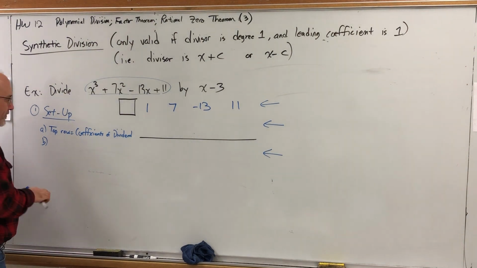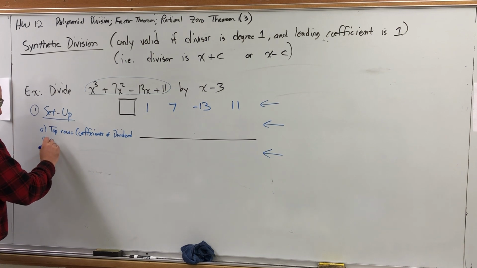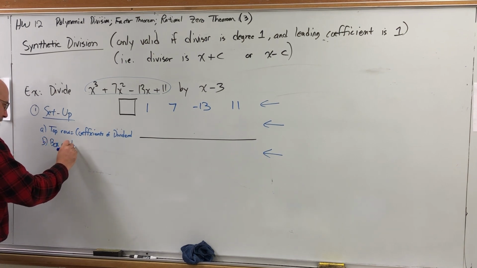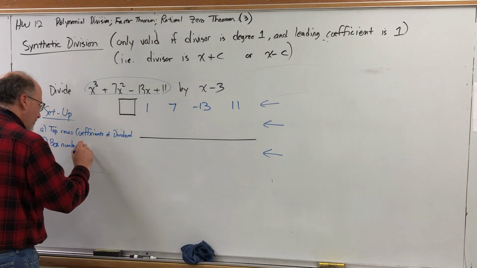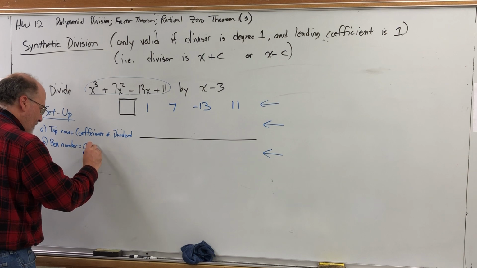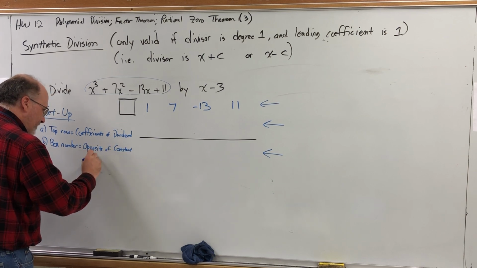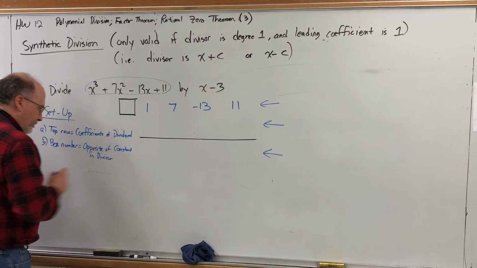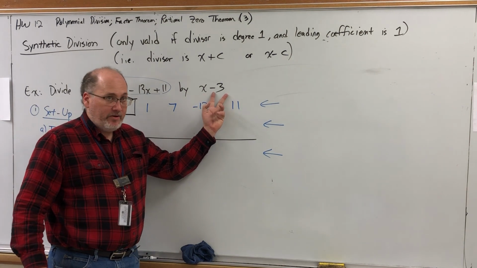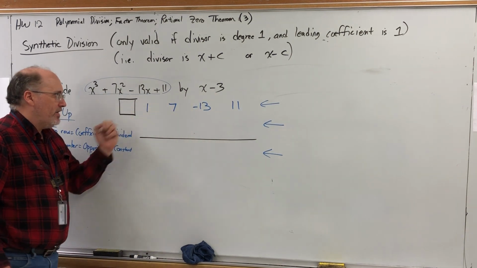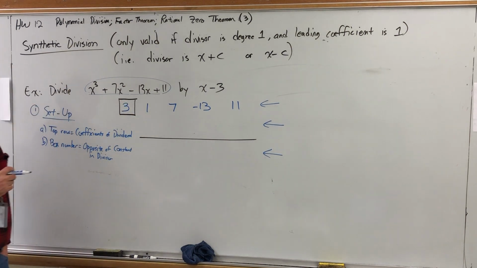The other part of the setup is the box number, the number that goes in the box. And it comes from the divisor, but it's the opposite of the number that you see. It's the opposite of the constant in the divisor. So you look at the divisor, and there will be a constant at the end. This constant is negative 3. When you put it into the box, you change its sign. So instead of a minus 3, it's a positive 3. And that's all there is to the setup.